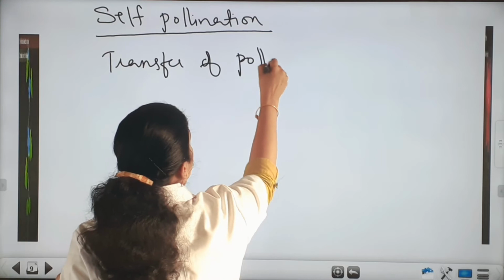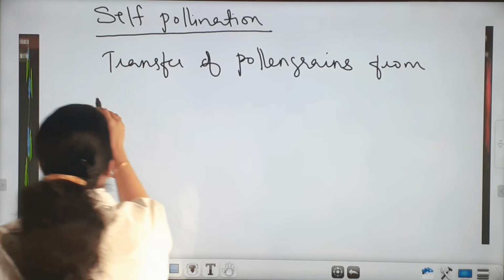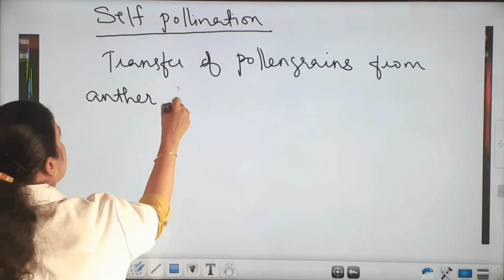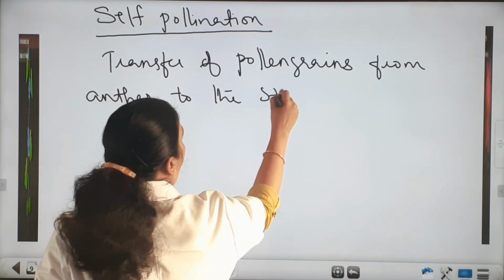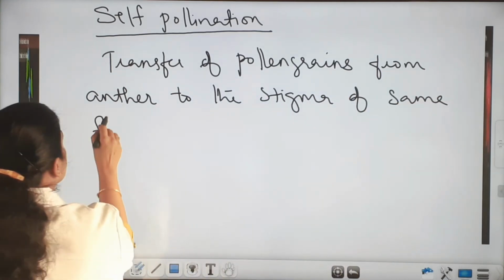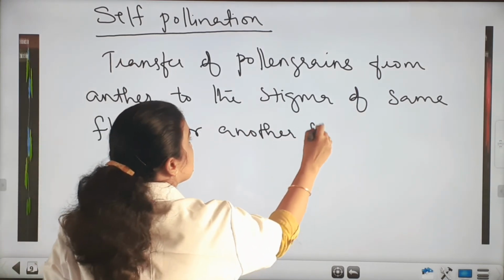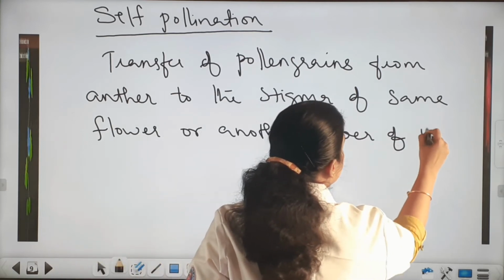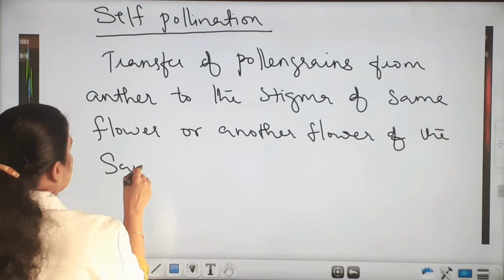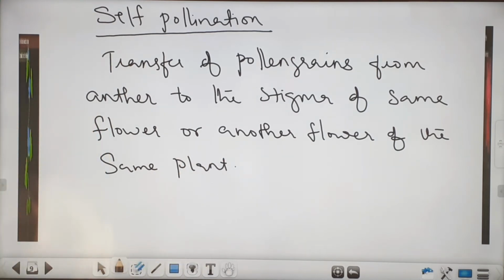Transfer of pollen grains from anther to the stigma of same flower or another flower of the same plant. Is it clear? So self-pollination is the process of transfer of pollen grains from the anther to the stigma of the same flower or another flower of the same plant.